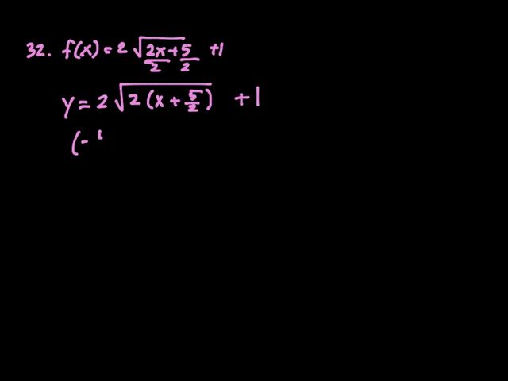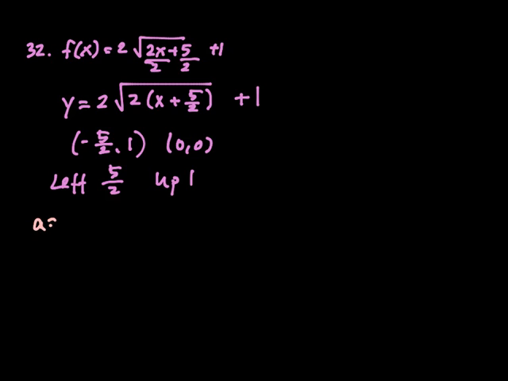Now, let's go ahead and figure out our vertex. Our vertex is negative 5/2, 1. From 0, 0, the parent function, it moved 5/2 to the left, and it moved up 1.